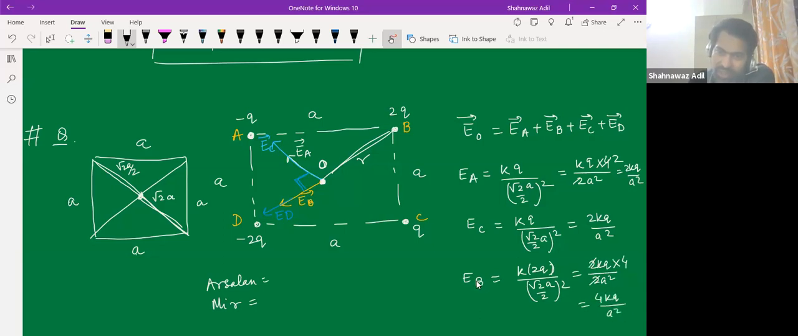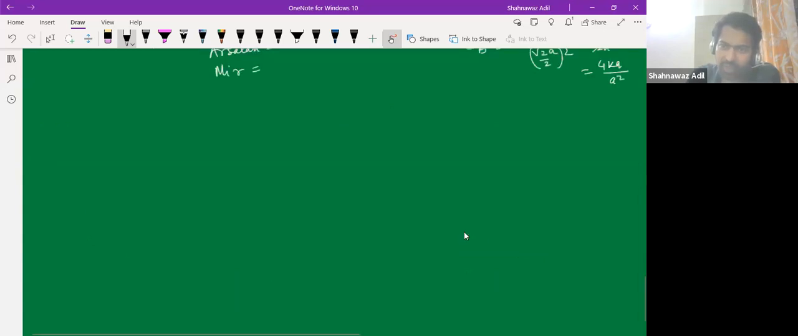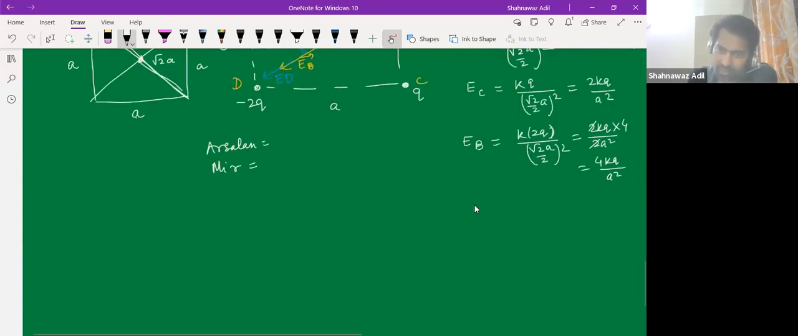And we know that EB and ED have equal magnitude, so ED would be of the same magnitude, right? So ED again would be 4KQ by a square. Correct? Is that clear, everyone?